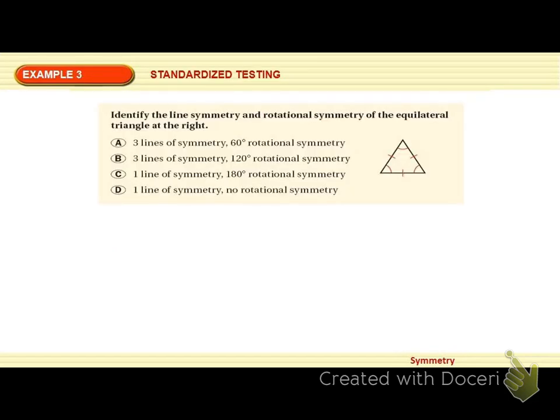All right? Next example here, standardized testing, line of symmetry and rotational symmetry for the equilateral triangle at the right. Well, I think the line symmetry is a bit easier than the rotational symmetry here. You should be able to just draw a line through each of the vertices and get a line symmetry. And those are quick drawings. So there's 3, right? Since there are 3 lines of symmetry, divide 360 by 3 and you get 120. So that means it has 120 degree rotational symmetry. 3 lines of symmetry means the answer here is going to be B. Okay?